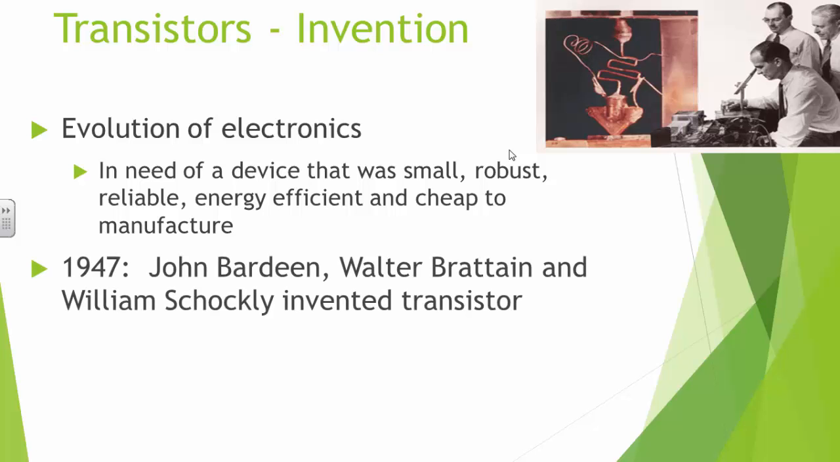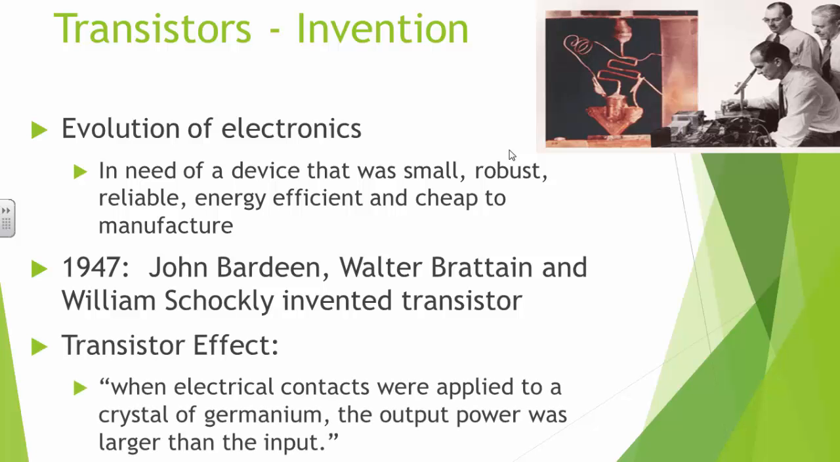Luckily, along came Bardeen, Brattain, and Shockley. And in 1947, they invented a transistor. And they described the transistor effect in this way. When electrical contacts were applied to a crystal of germanium, the output power was larger than the input. Now this was an extremely exciting result, but not quite as exciting as it might sound on first pass. And you'll probably get a feel for that at the end. What we do need to be clear about is this was not a source of free power. Rather, it was the capacity to control power. And we'll understand that in a second.